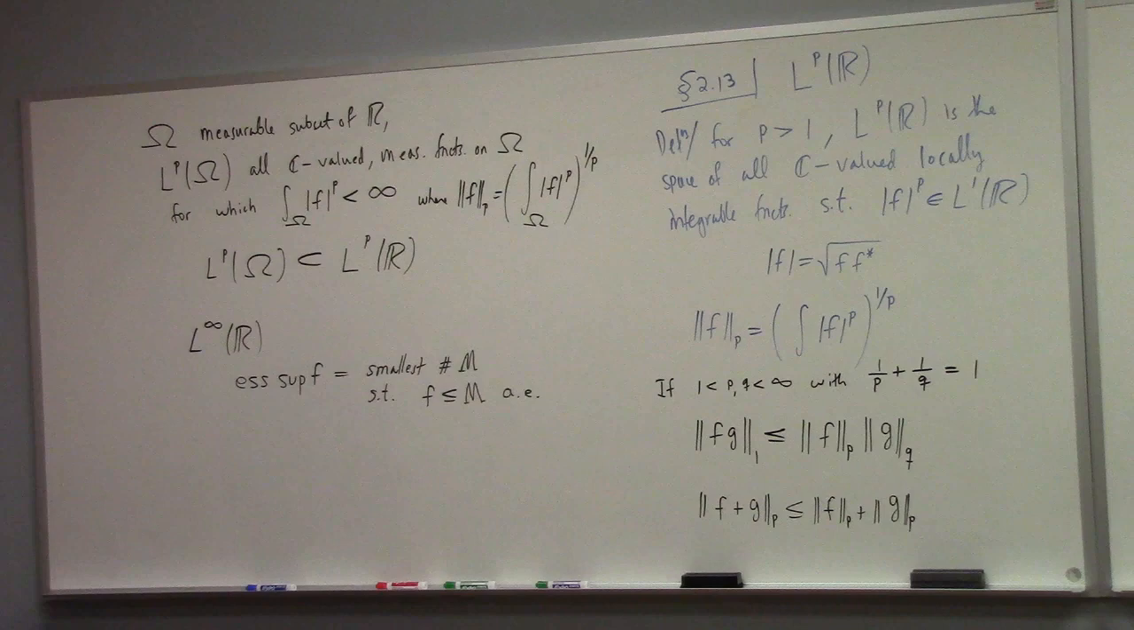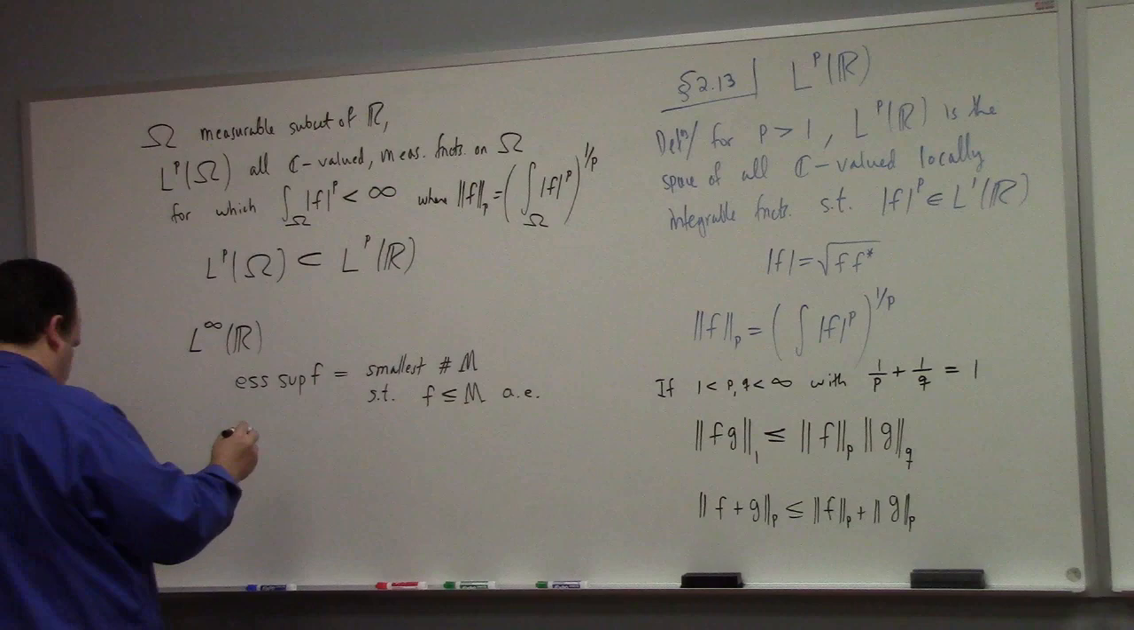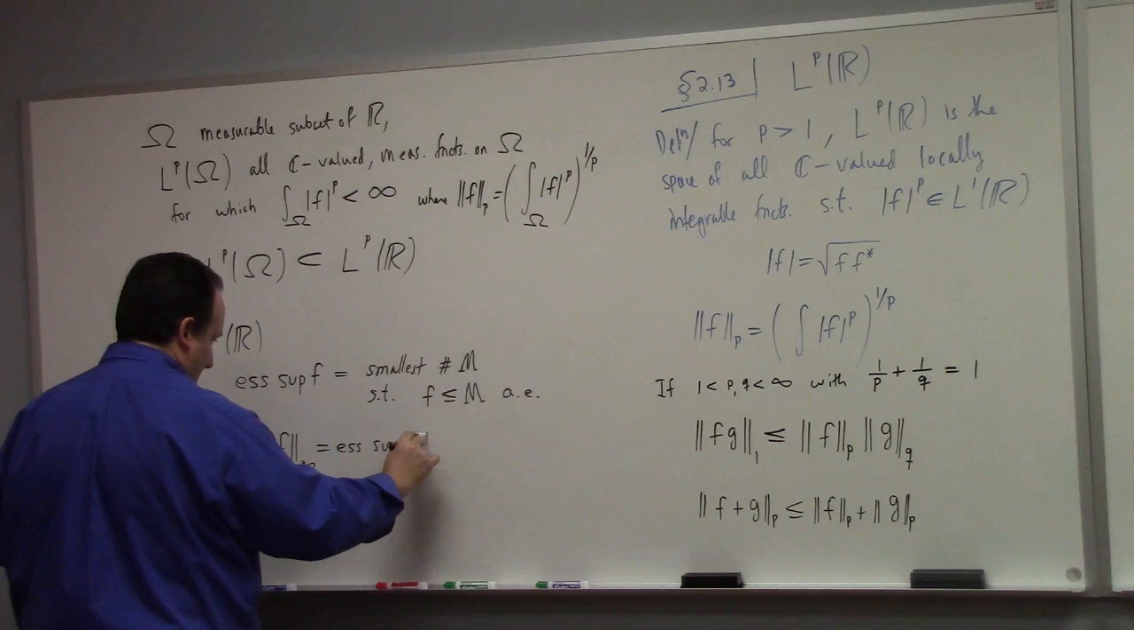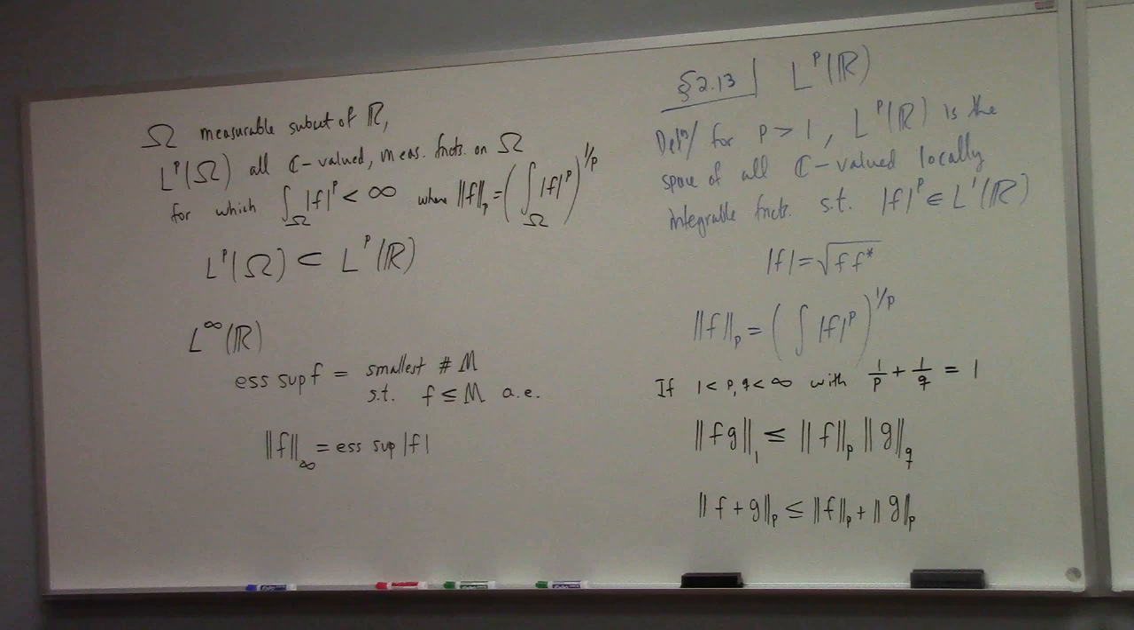And then he says, L infinity of R is defined as the space of all measurable functions such that the essential supremum of the absolute value of f is finite. And the norm, well, what's the norm in this? The norm in this is given by the essential supremum of f. Oh, weird. So I guess that's like the uniform norm, except for a null set. Yeah, I think it's the almost everywhere case. It's less than or equal to m almost everywhere.